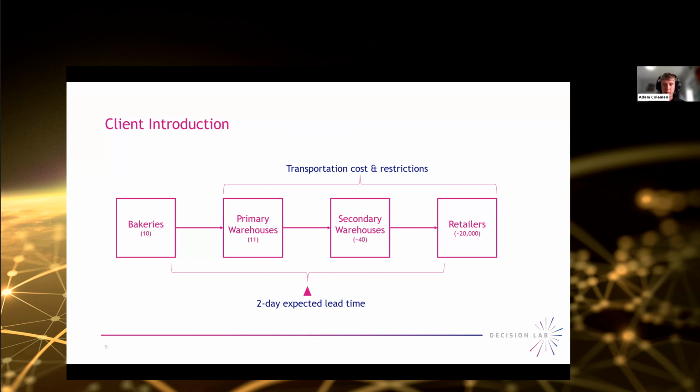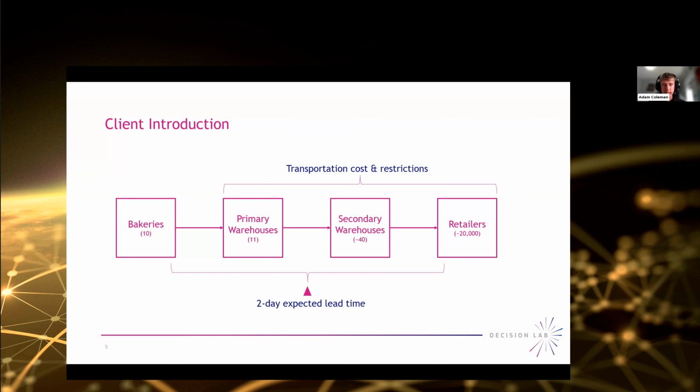So the bakeries produce different types of products. Certain bakeries can only produce certain SKUs due to production restrictions and production lines, which also added an extra complication when it came to cross-stocking and transportation of these products. So these products get produced at the bakeries. They have to go through a secondary warehouse before they can get to a retailer. So it meant that we always had to cross-stock.